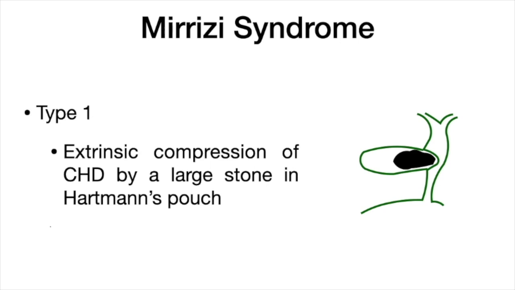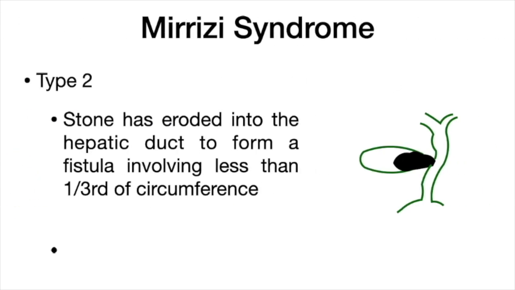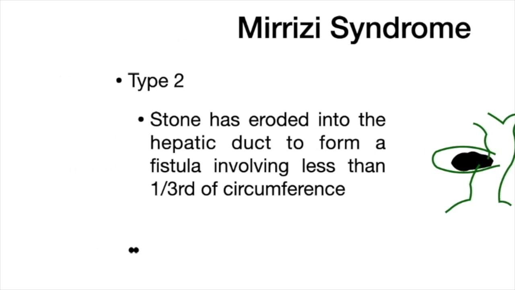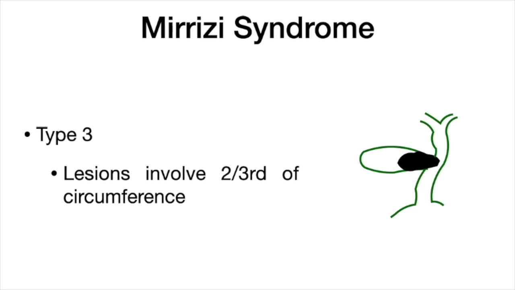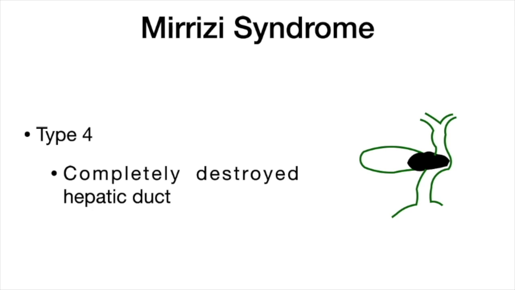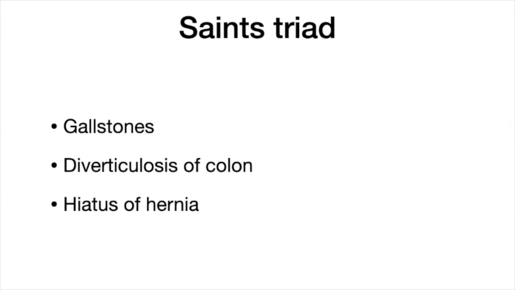One is extrinsic compression of the common hepatic duct by a large stone in the Hartmann's pouch, that is type 1. In type 2, the stone has eroded into the hepatic duct to form a fistula involving less than 1/3 of the circumference. And in type 3, the fistula involves 2/3, and in type 4, the wall is completely destroyed. That is called type 4 Mirizzi syndrome. And another triad regarding gallstones is called Saint's triad, that is gallstones, diverticulosis of the colon, and hiatus hernia.